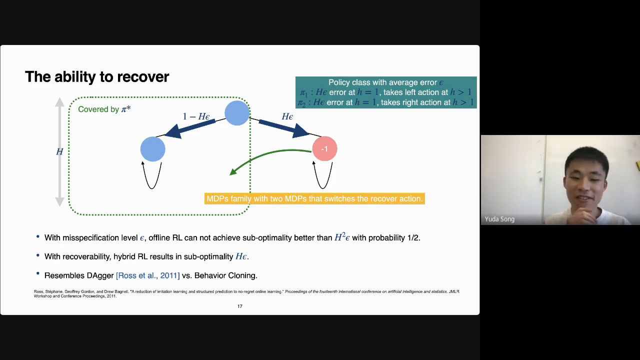Yeah, just a final remark on this slide. Sorry, everyone, I tried to cover this, but I guess we don't have time. If anyone's interested, here is a one sentence summary: it's hybrid RL versus pure offline RL, in analogy to DAgger versus behavior cloning. If you're interested, you can check out this slide.